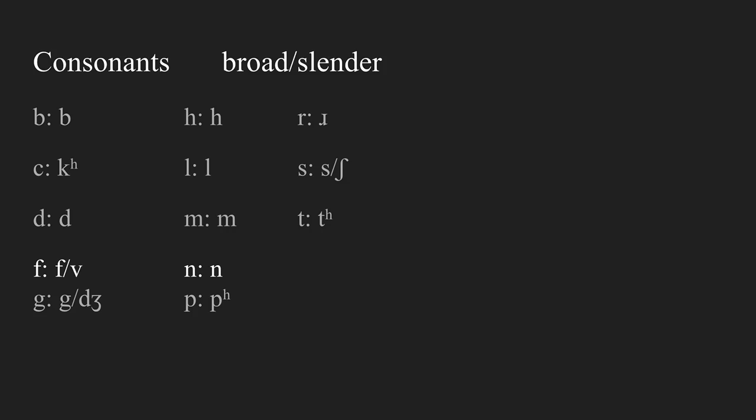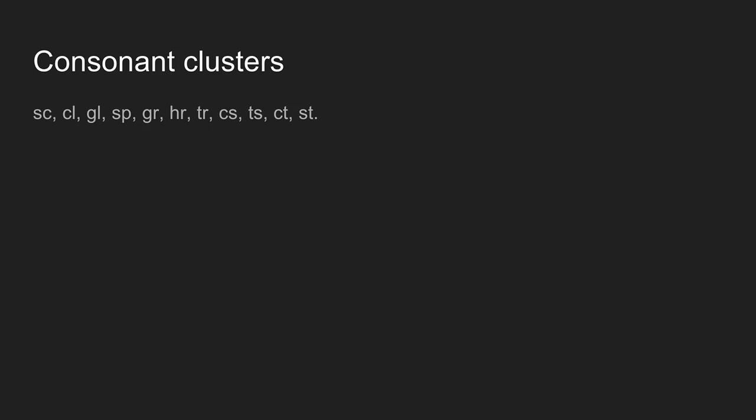And now we go into the consonant clusters. These are the only ones that were shown in the language, aside from some other things. And they are SC, ska, CL, kla, GL, gla, SP, spa, GR, gra, HR, kra, TR, tra, CS, which is ox, TS, which is either ats or cha, CT, act, and ST, sta.